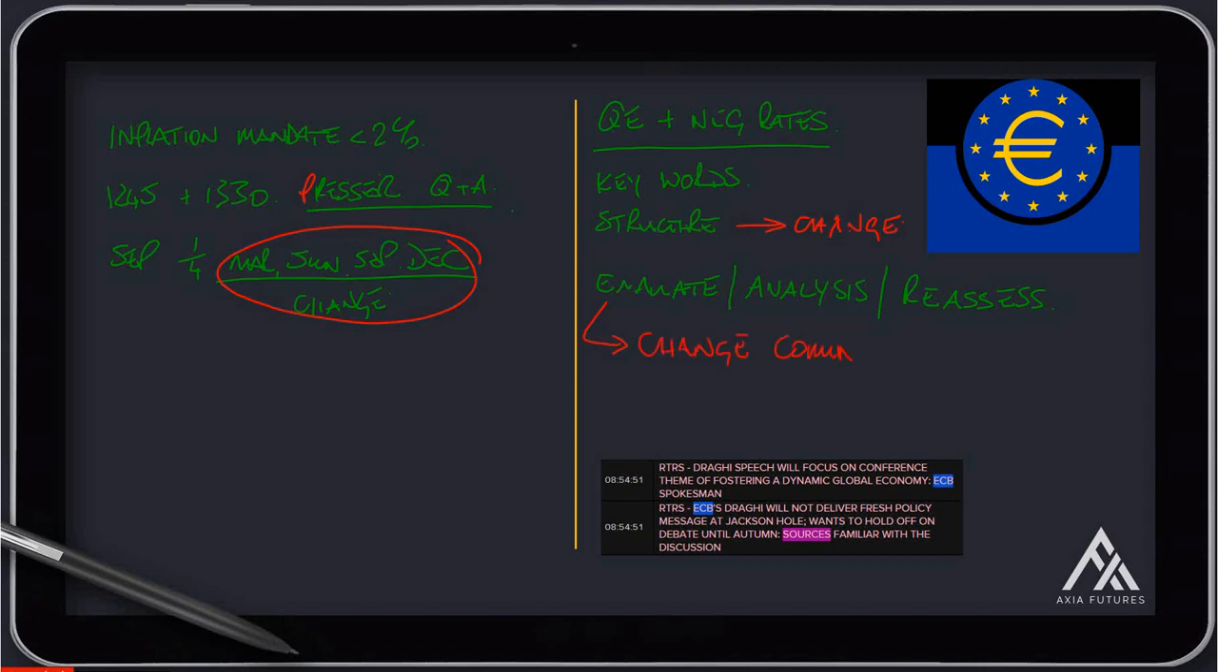And this is where with the ECB, being aware of where exactly they're moving and which direction, it's quite easy to then take this phrasing on evaluating, analysis and reassess to mean that a change is coming at the next meeting, and you know the direction that that change is coming.